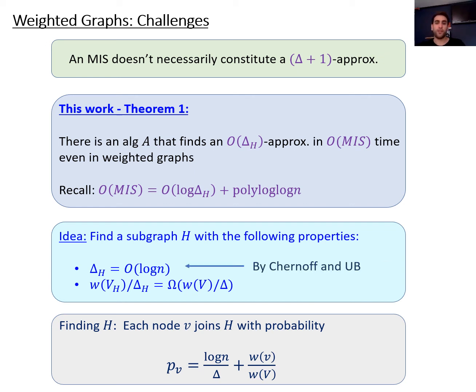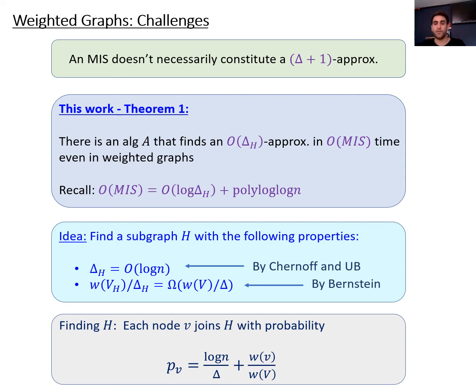The first property follows from a standard Chernoff and union bound argument, so I'm not going to talk about that. The second property follows from Bernstein's inequality. Now, W_V(H) is not a sum of independent 0,1 random variables, but a sum of independent weighted random variables, because we are working in weighted graphs. So we're going to work with a weighted version of Chernoff, which is Bernstein.